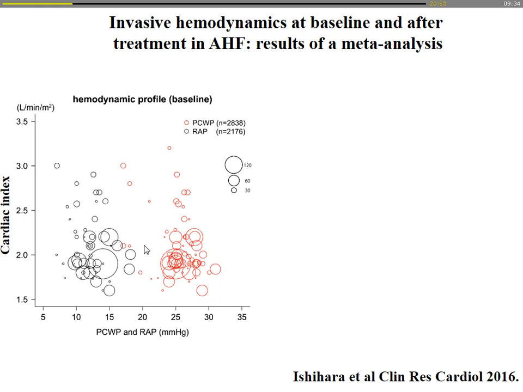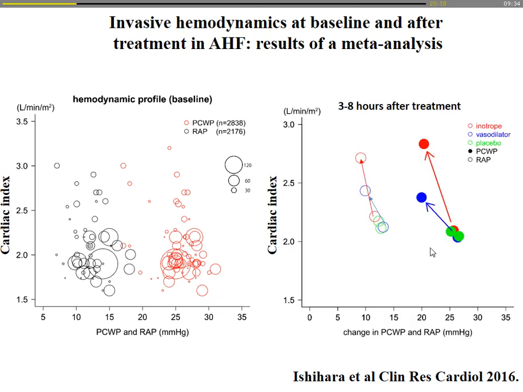And you can see, by the way, that there is also a right ventricular dysfunction or right ventricular congestion in patients coming with acute heart failure and pulmonary edema, and you see that their central venous pressure is around 12 or 15. And again, in this meta-analysis, we checked for both wedge pressure and right atrial pressure.